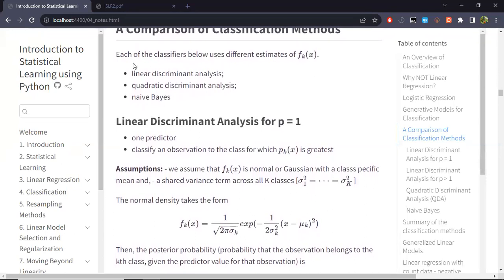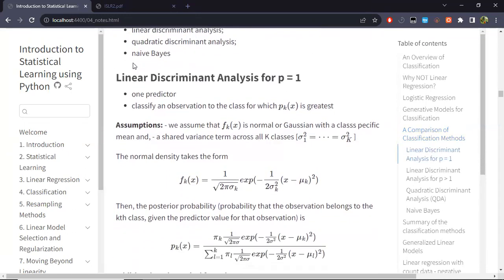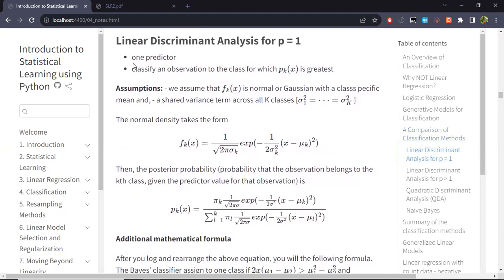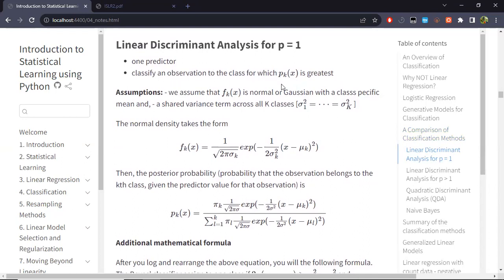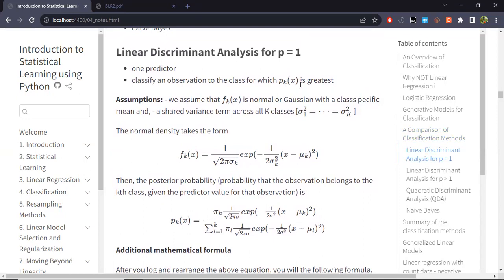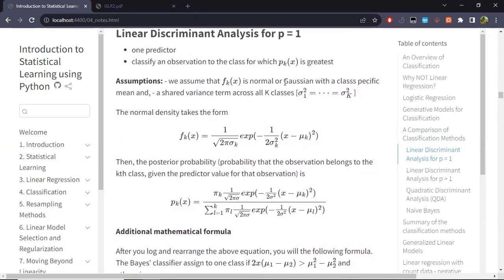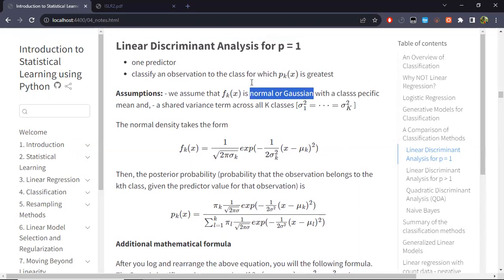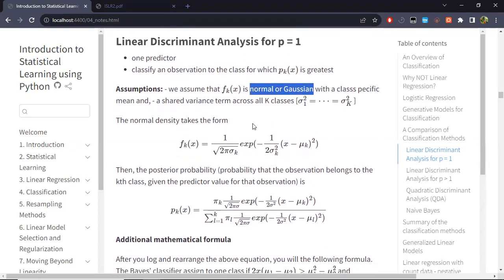In a way, the last method for assigning a class is quite the same. So let's start with linear discriminant analysis. If we have only one predictor, we are going to classify an observation to the class for which this probability is the greatest out of all the classes. The assumptions that this model takes into account, and that usually even if it isn't quite the case, you can work around it, maybe transforming your predictors, something like taking the log or perhaps the square root, is that the distribution of the predictor is a normal distribution.